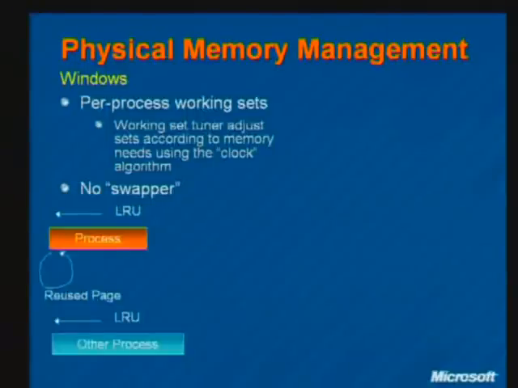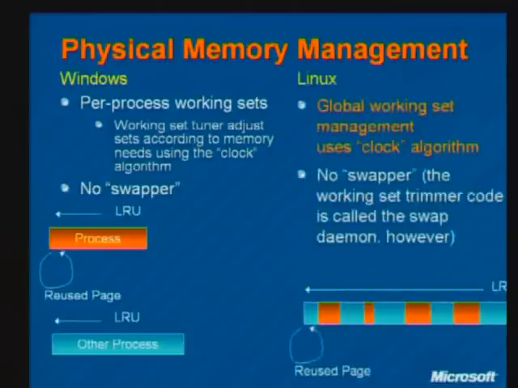Now, the other processes also have their working sets on these lists that are sorted that way. But Windows will steal from the process that wants the new memory. That's in contrast to Linux memory management, where it uses a global working set algorithm, where it also sorts the list of pages of physical memory from least recently to most recently accessed.